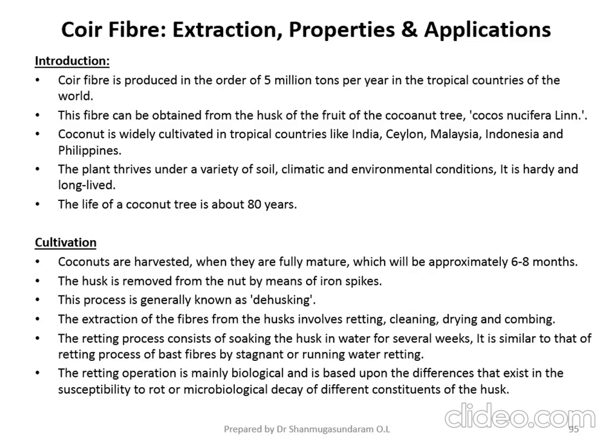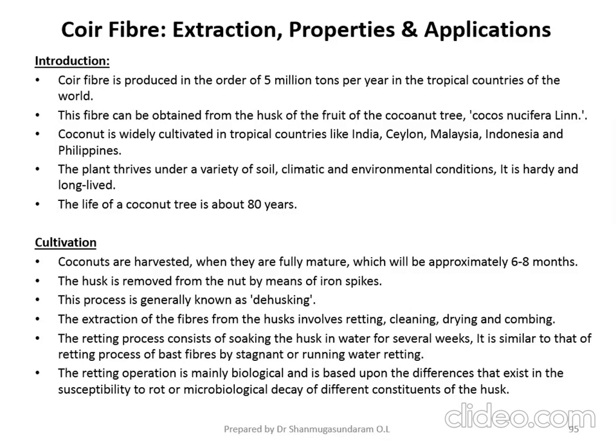So the removal of husk present in the coconut is called dehusking. The extraction of the fiber from the husk involves retting, cleaning, drying, and combing. So already we might have studied the retting process. There are 4 types of retting: dew retting, stagnant water retting, running water retting, and chemical retting.